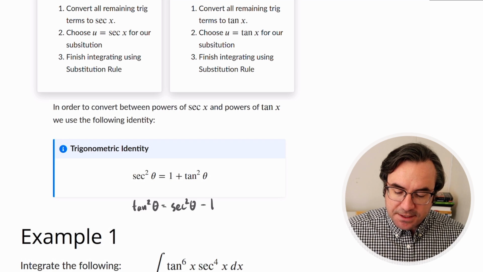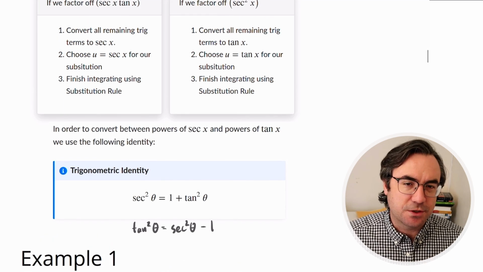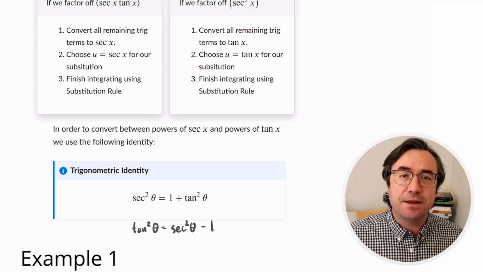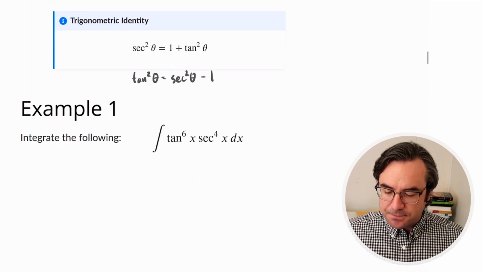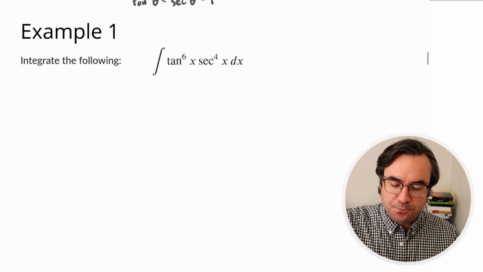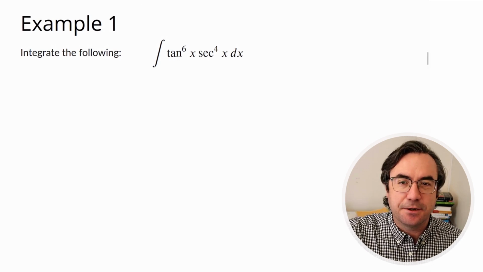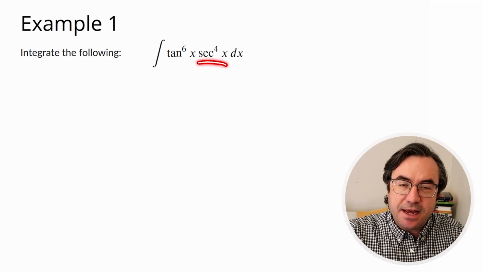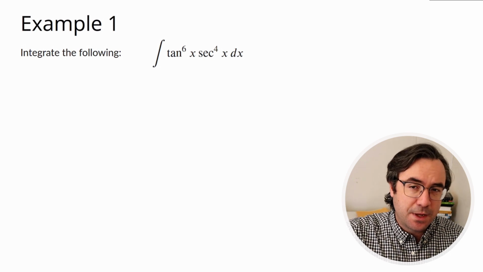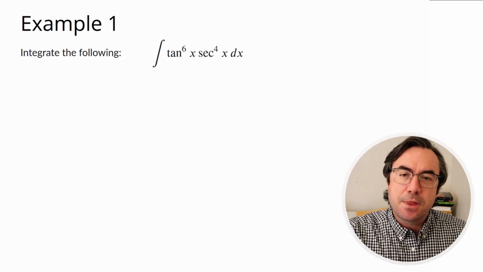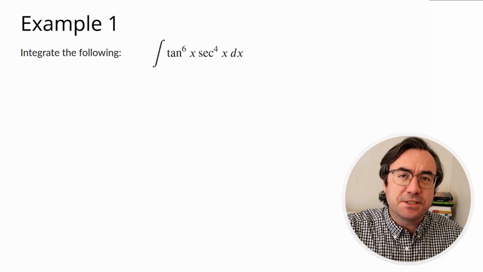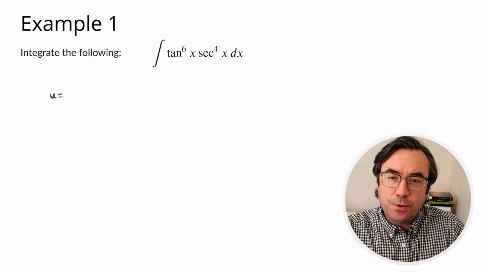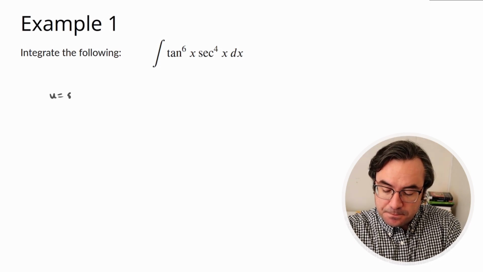All right, so let's see how this strategy is going to work. So our strategy is basically try a substitution. If it works, great. If it doesn't, try the other one. All right, so let's start with example 1. We've got some powers of tangent and secant here. So we have tangent of x raised to the power 6 times secant of x raised to the power 4. And again, we have those two possible choices for our substitution. Maybe u equals secant x will work.